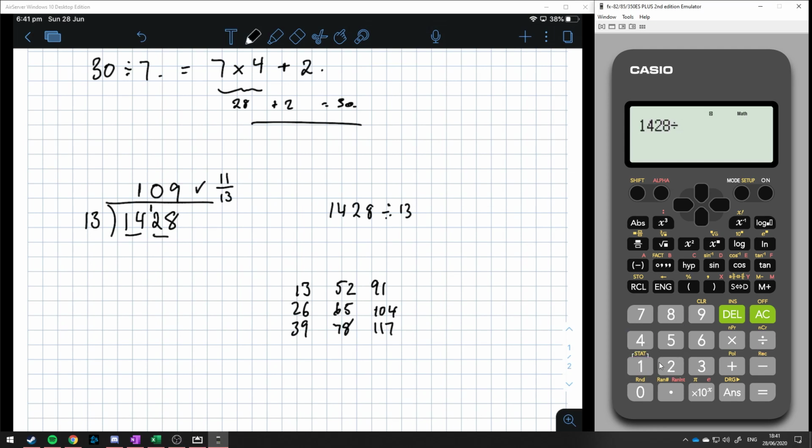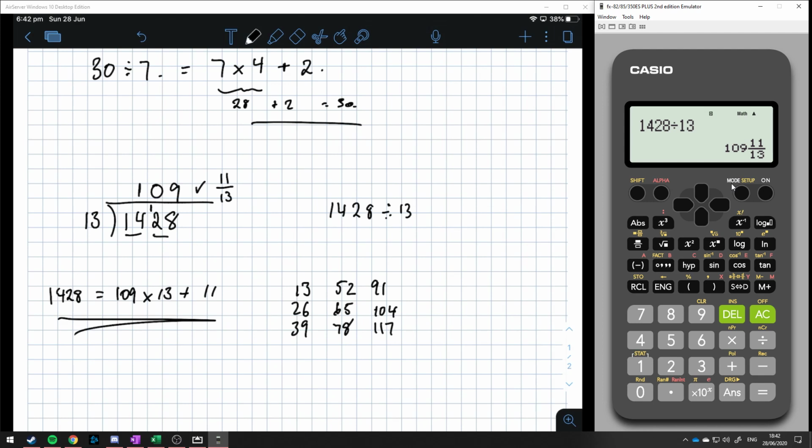And just to make sure I've actually done that right, 1428 divided by 13. It's going to be really embarrassing if I've got this one wrong. I'm going to hit shift and this one, and it's 109 and 11 over 13. So yeah, we can rewrite 1428 as 109 times 13 plus our remainder, which is 11, because that's how much is left over to get this number back out.